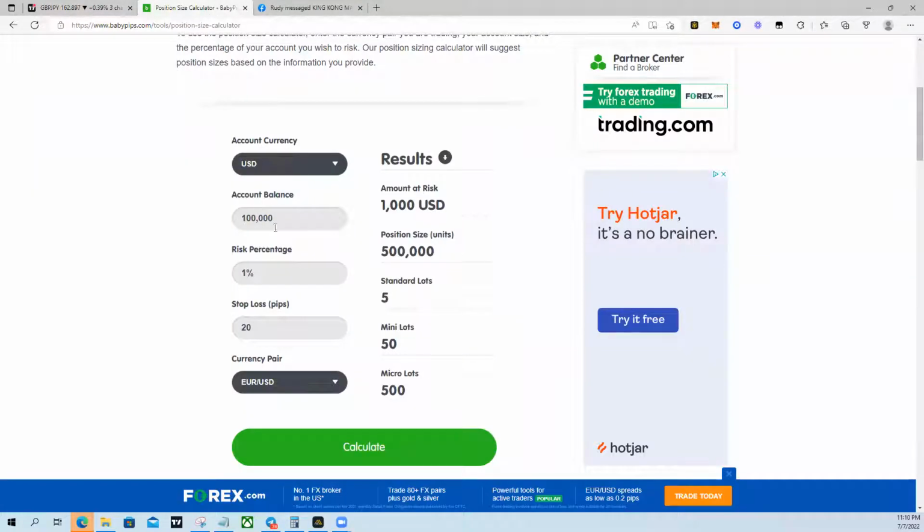But even if you're using a $100,000 account and we use $50 a pip, or 5 standard lot size, even if we do lose 20 pips, it's still only 1%. So we're still using proper risk management. It just sounds like a lot.